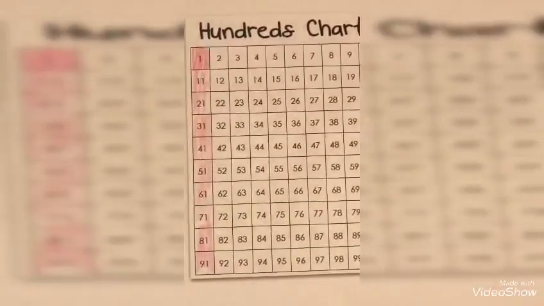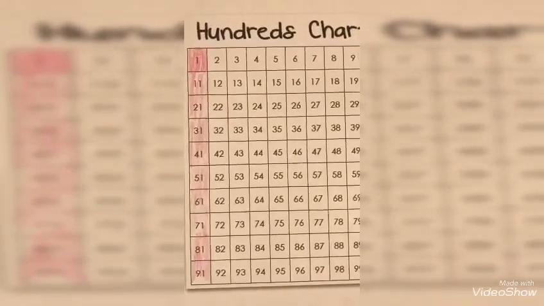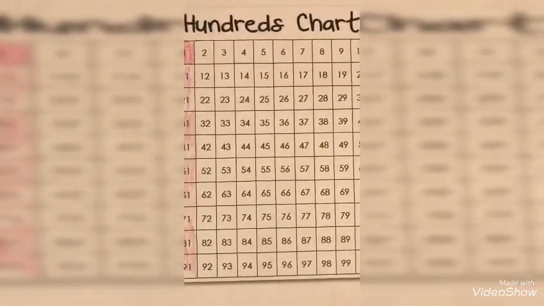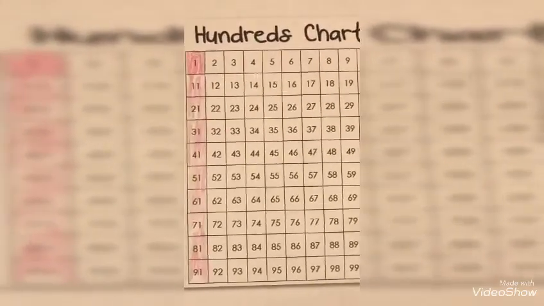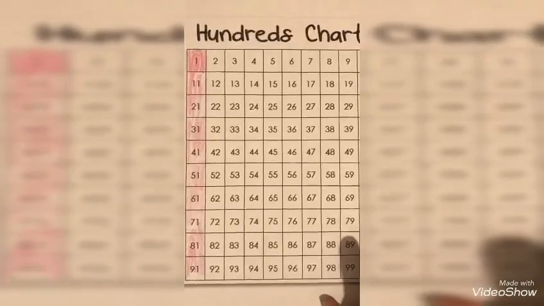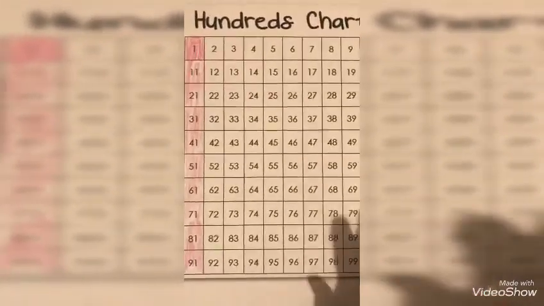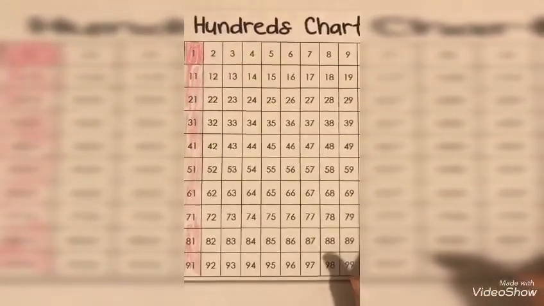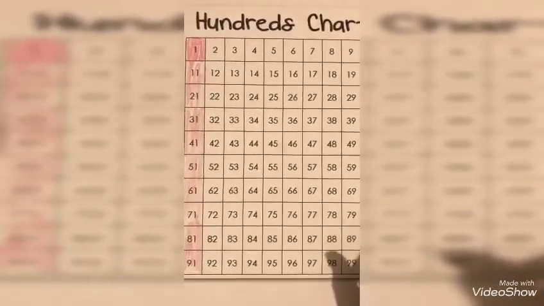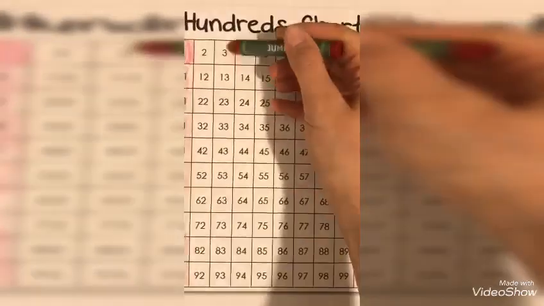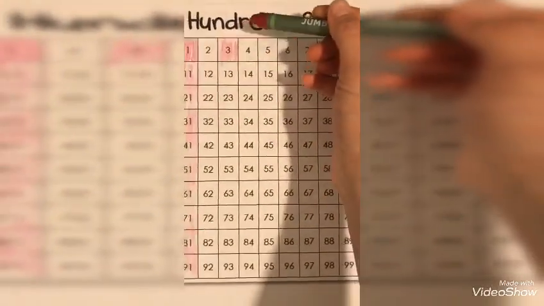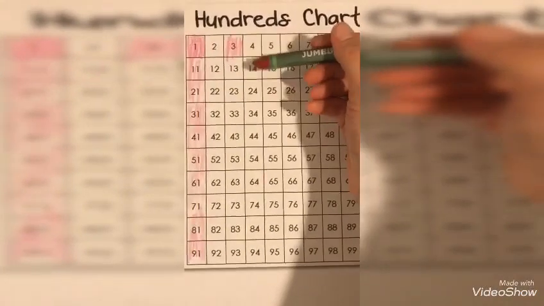Okay, now we said also that number 3 is an odd number. Because why? Because it doesn't have a partner. So each number that ends with number 3 also is an odd number. For example, we have 3 here. I will color it red because we said that we're gonna color the odd numbers red.